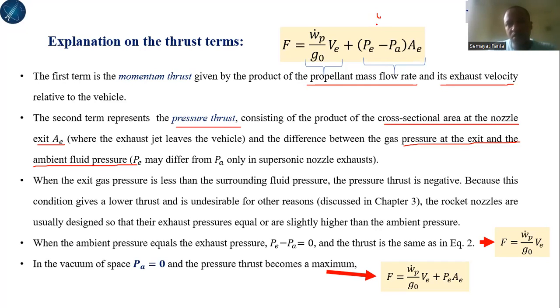So zero, negative, and plus conditions are there. The plus condition means P exit is greater than P atmosphere, then we can get a positive value from here, which gains the thrust. It gives positive thrust, so then the nozzle is called an over-expanded nozzle. The nozzle of the rocket is called over-expanded for the positive case. This is optimal.